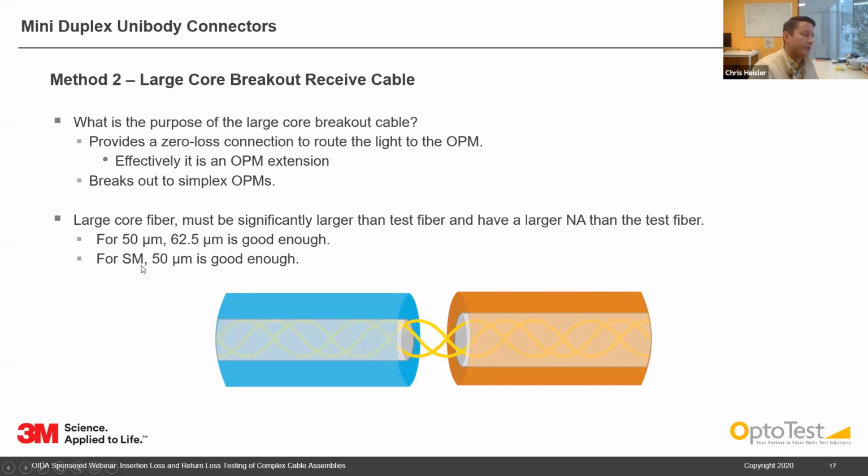And then for single mode assemblies, you can use 50 micron or 62.5 micron. And so given that there are no massive issues with the connection, all of the light from the smaller fiber, so in this case a 50 micron fiber, will couple completely into the large core fiber and route to the OPM. So this would be a 62.5. You see that all the light from this fiber couples into this with 0 loss.